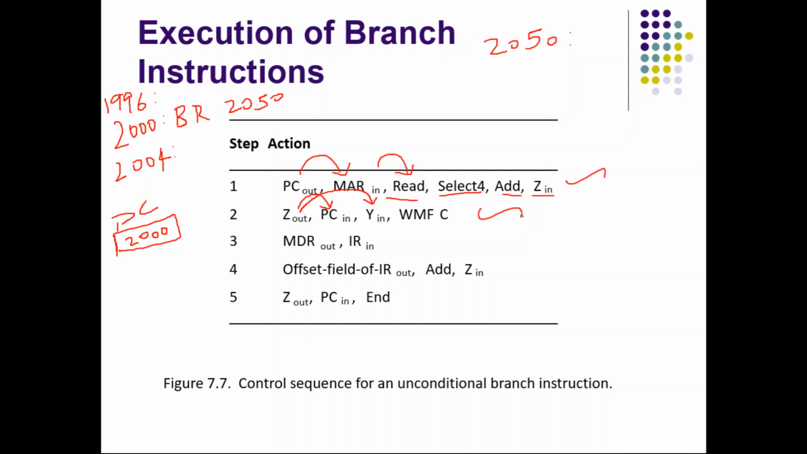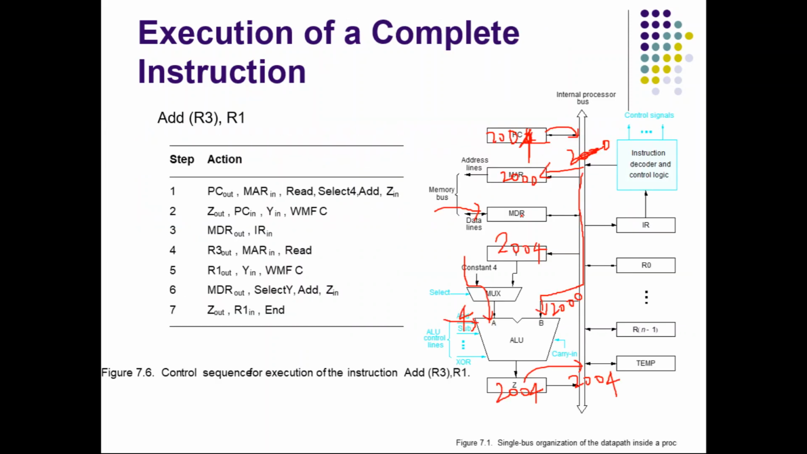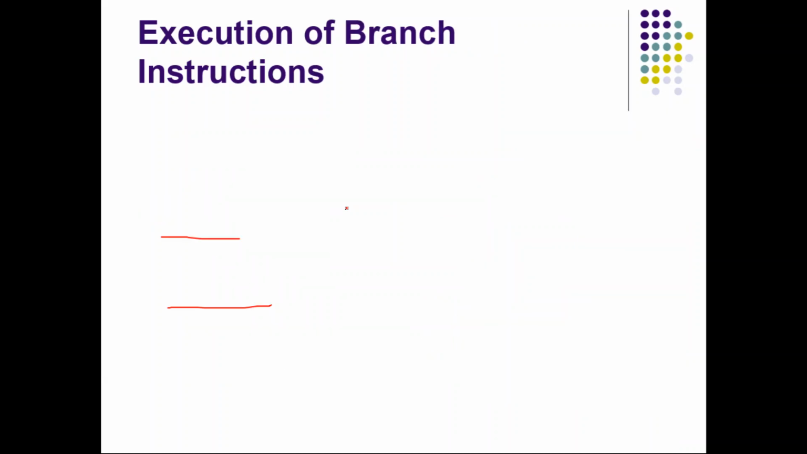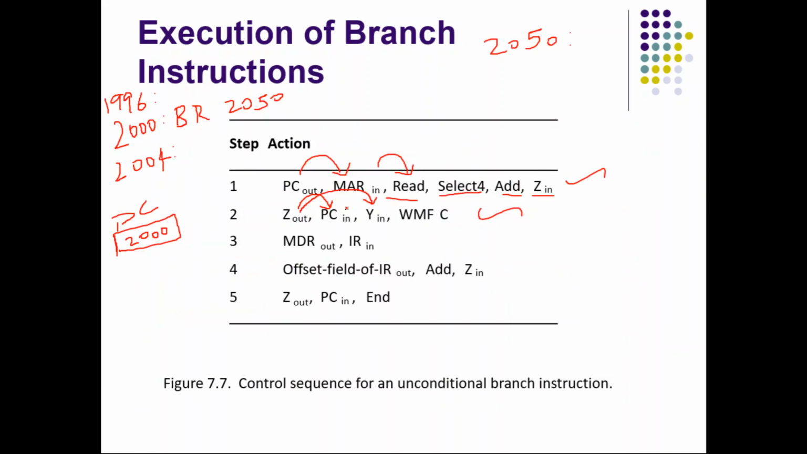If you see the first two statements, it is the same as in the previous case. There is no change because it is just loading whatever PC points to, that instruction should be loaded and PC is updated, that much only. Even the third instruction is also the same: MDR out and IR in. After Y in we are waiting for the memory to complete. If memory is completed, then MDR out, IR in.